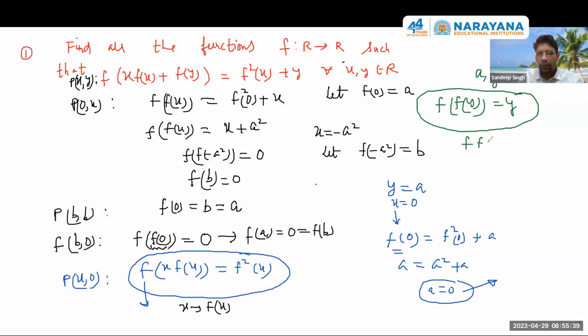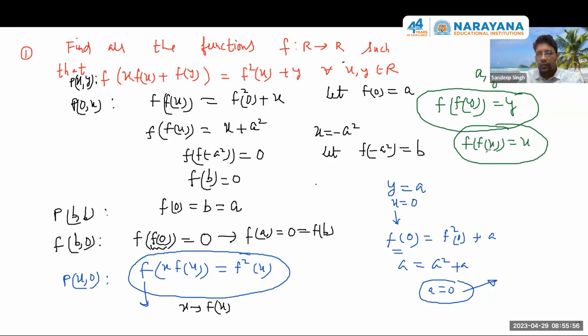In other words, f of x. This is your x. Right? So now here you can substitute. So f of x is x. That means what? f of x is x, it is the inverse of itself.